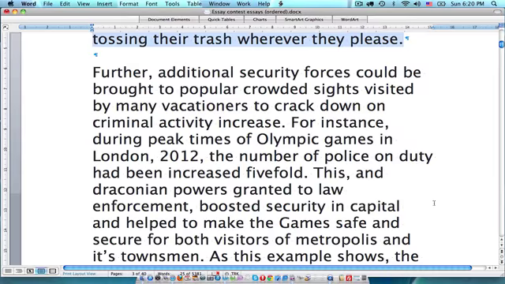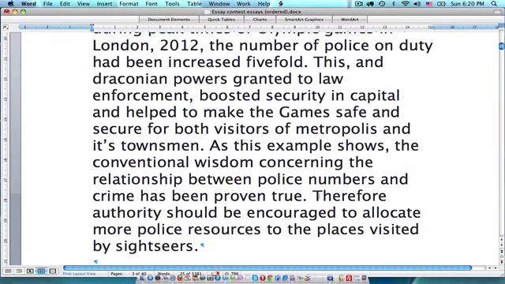And the second concluding sentence in his second supporting paragraph was also quite good. Therefore, authorities should be encouraged to allocate more police resources to the places visited by sightseers. So again, I'll just point out that Vic was also very good about using cohesive phrases and using them accurately. So we see, even just looking right now, I can see therefore, as this example shows, this. Okay, so Vic is working hard to kind of tie his sentences together and make sure that they work as a team. So well done there, Vic. I think that's all the comments I have for you on that essay.